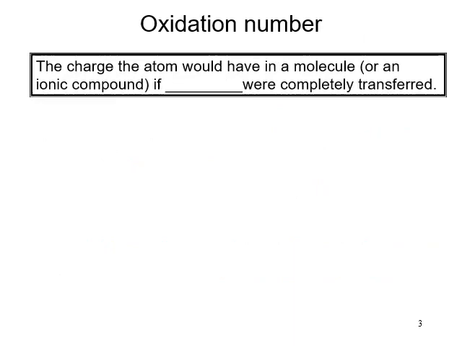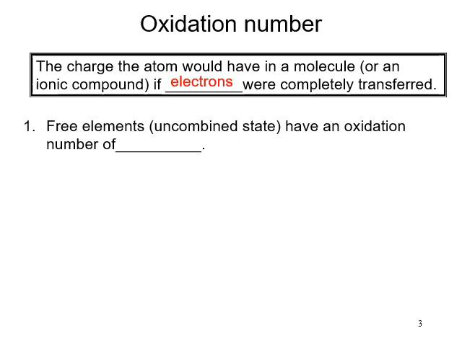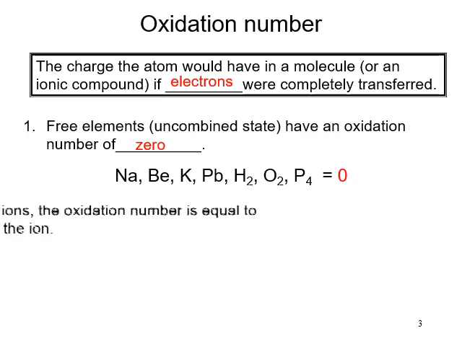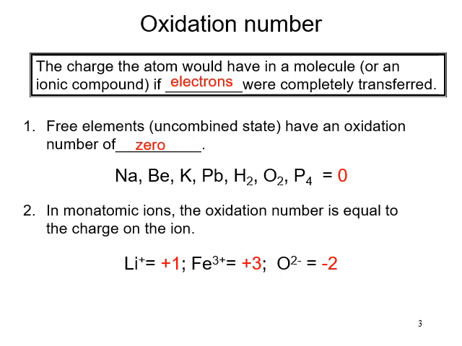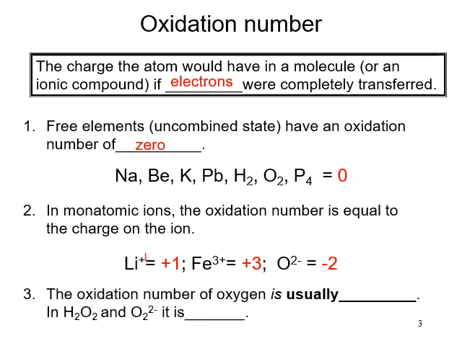So for oxidation numbers, recall that's the charge an atom would have in a molecule if electrons were completely transferred. Of course, this is true in covalent compounds. But if it's a free element, the oxidation number is 0. All these are free elements, even if they're diatomic. In a monoatomic ion, the oxidation number is the same as the charge, as in these examples here. So lithium 1+ is +1, 3+ is +3, and so on.